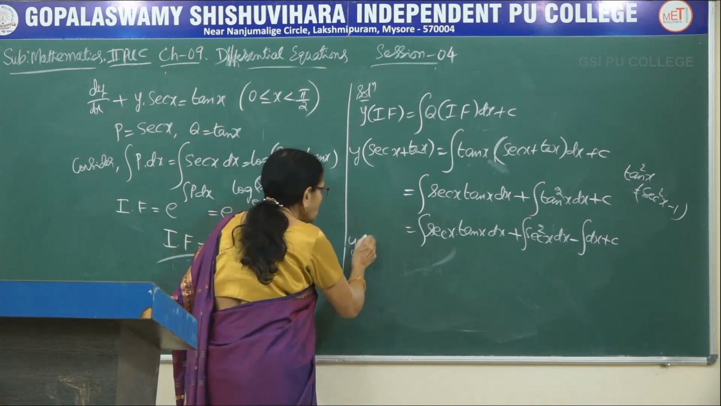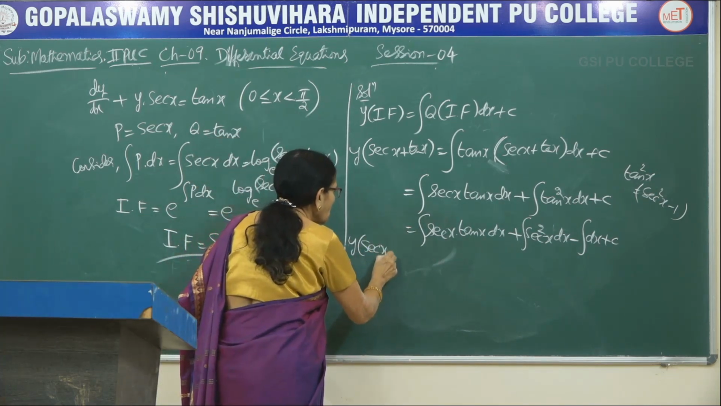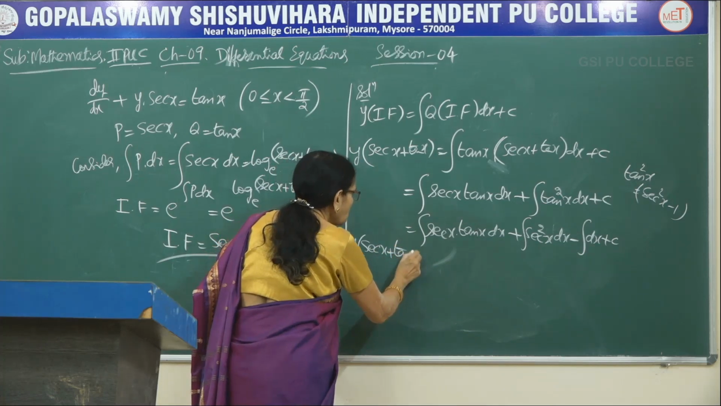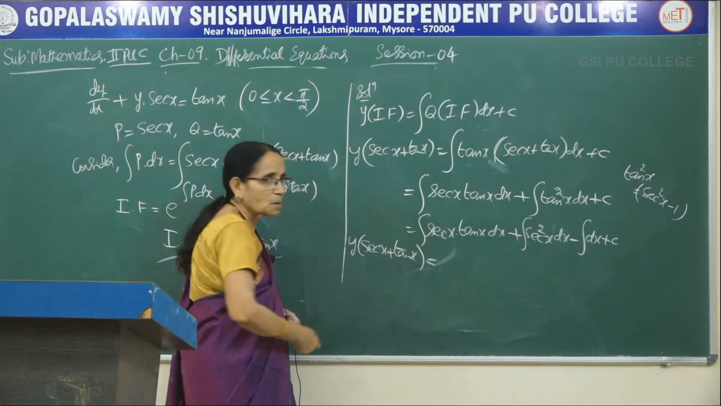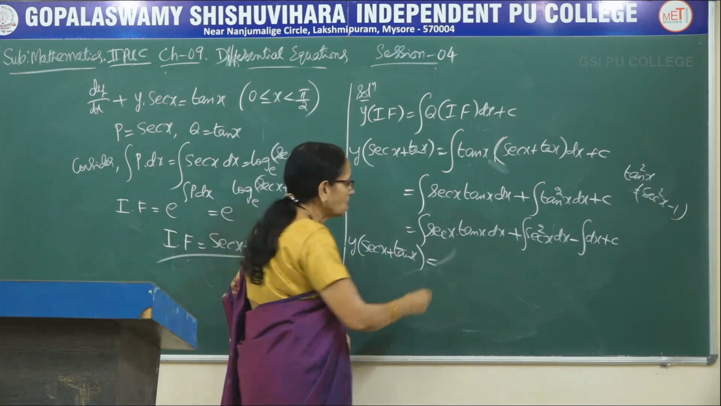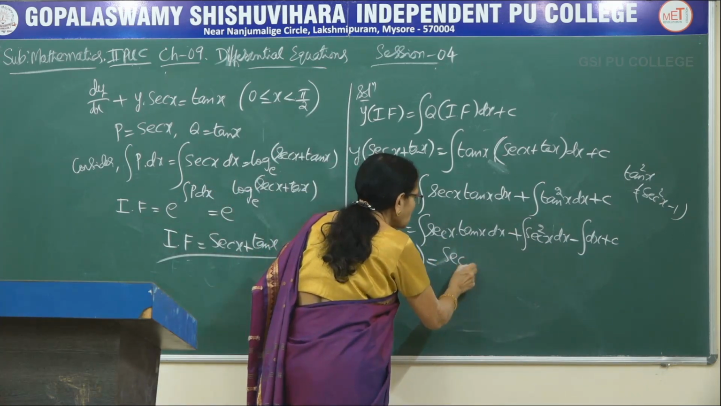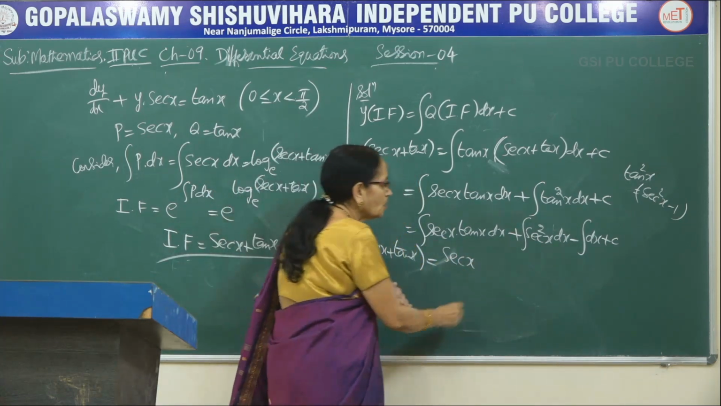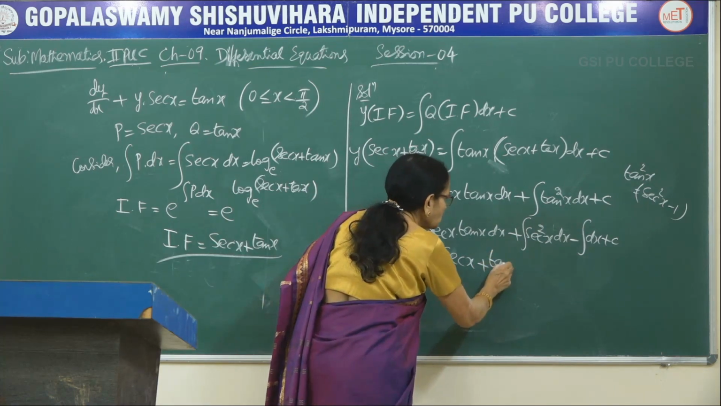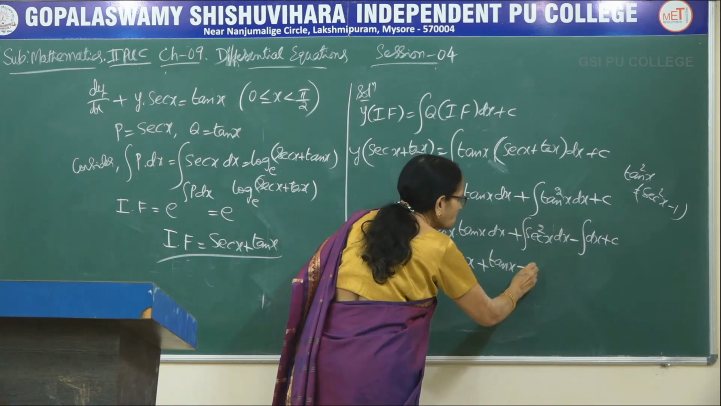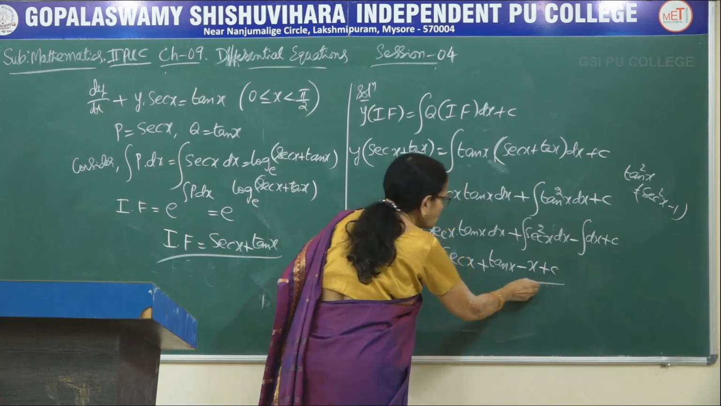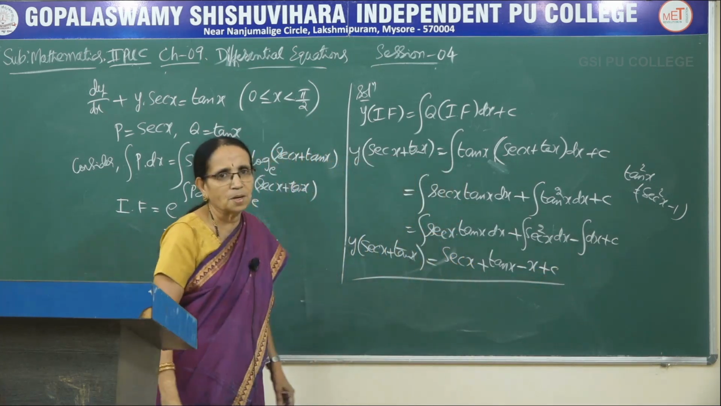I can go for integration. So y into secant x plus tan x. Don't do any simplification here and integrate. Secant x plus tan x is secant x, integral. For secant square x, it is tan x. For dx, it is x. And the c has to be written as it is.